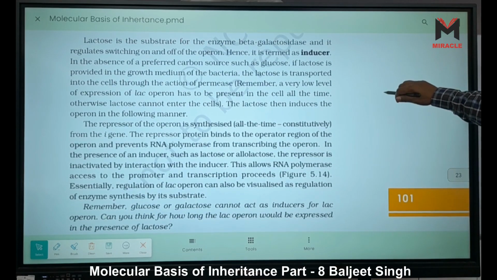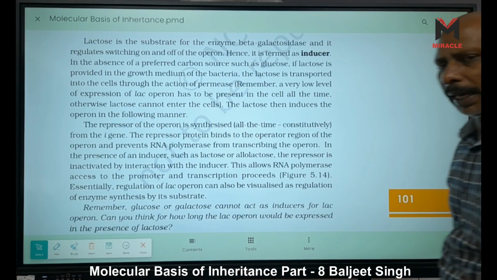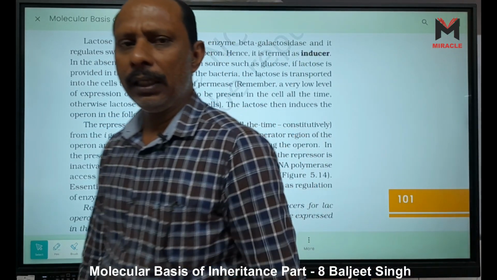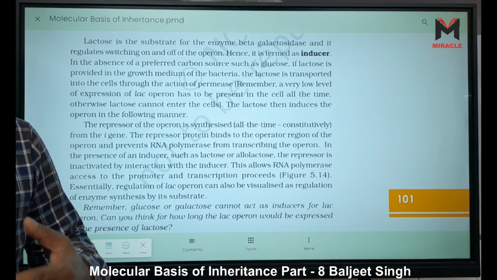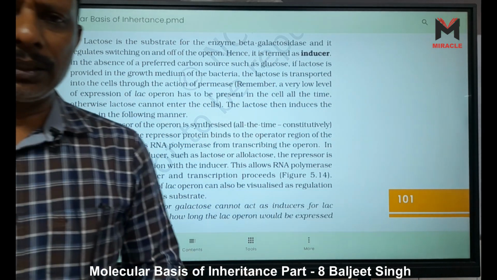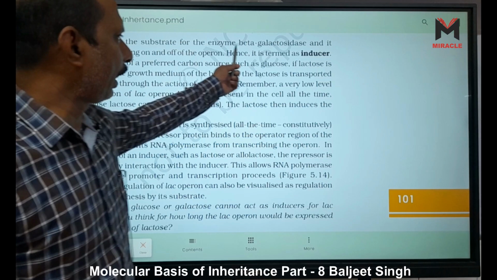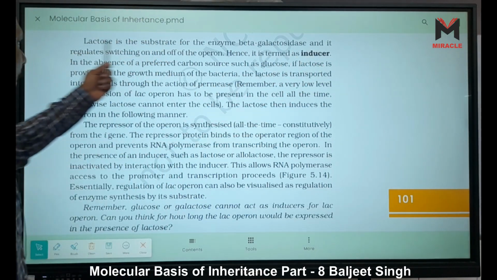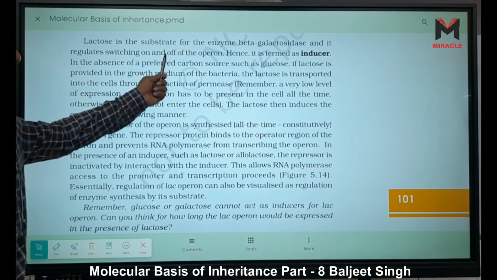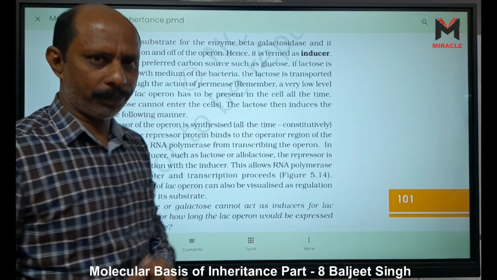Lactose is the substrate for the enzyme beta galactosidase. Why is it a substrate? Because it has to be digested, it is broken down. So lactose is the substrate for the enzyme beta galactosidase, and it regulates the switching on and off of the operon.